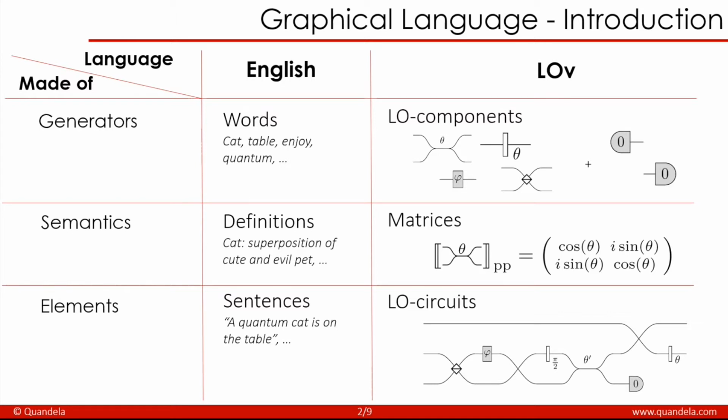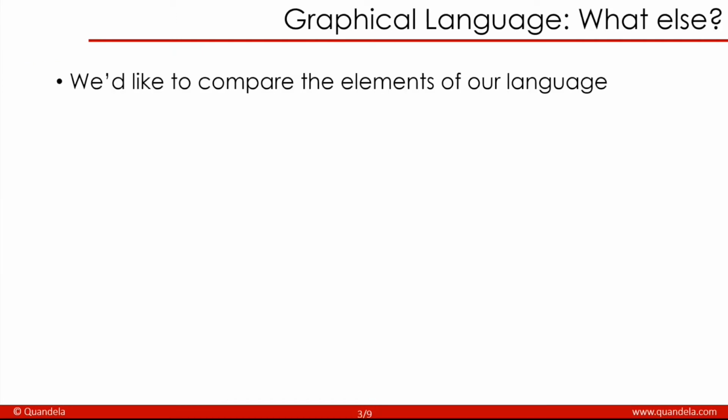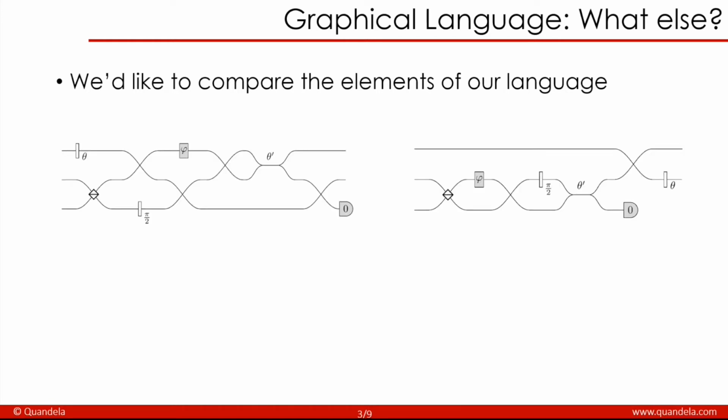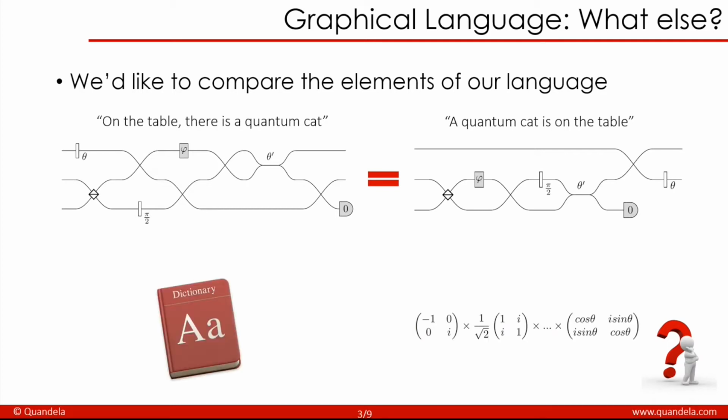Okay, but so we have a language, but it's not very useful at that point. So what can we do? The first thing we would like to do is to compare the elements of our language. For example, if I have 2 linear optical circuits, I would like to know if both of them are the same process. If we keep the equivalence with the English language, imagine that you have 2 sentences, and we just like to know if the 2 sentences are the same, basically the same semantics. The thing that you can do to know that is to use the dictionary for English or the matrices for the circuits, so basically to use the semantics.